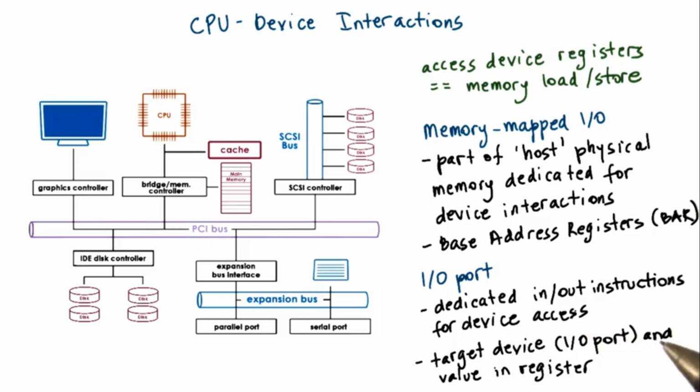Each of the instructions has to specify the target device, so the I/O port, and some value that's going to be stored in registers. That's the value that needs to be written out to the device or the value that will be read out of the device. This model is called the I/O port model.